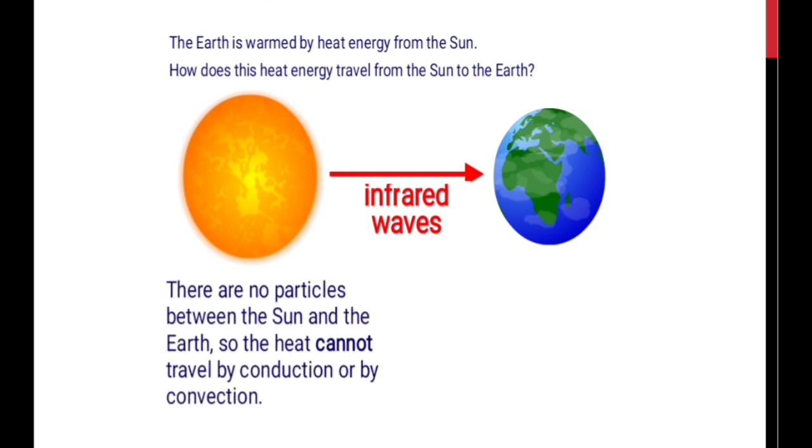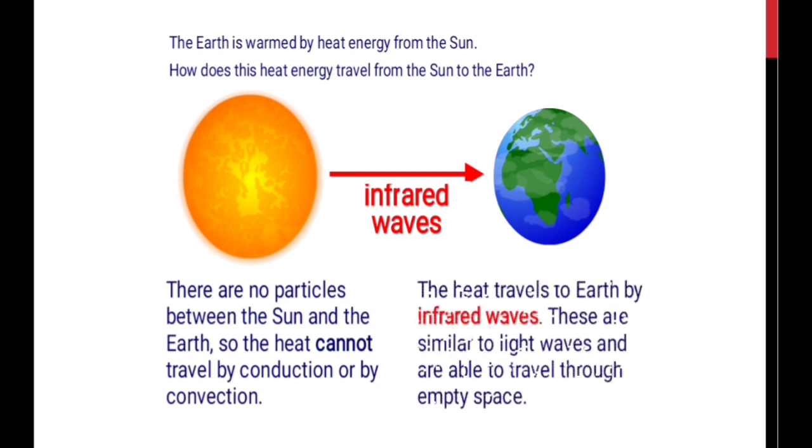There are no particles between the sun and the earth, so the heat cannot travel by conduction or by convection. Here we can understand the third mode of heat transfer, which is radiation. The heat travels to the earth by infrared waves. These are similar to light waves and are able to travel through empty space.